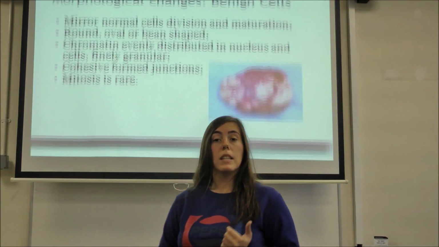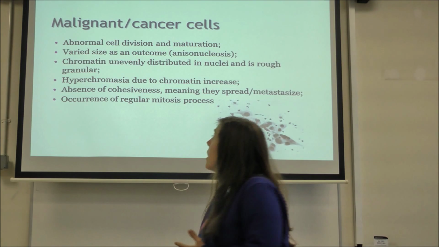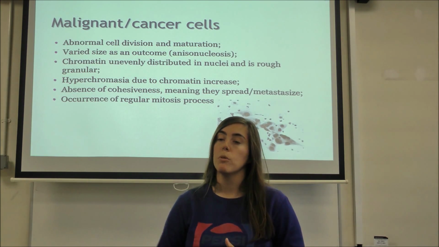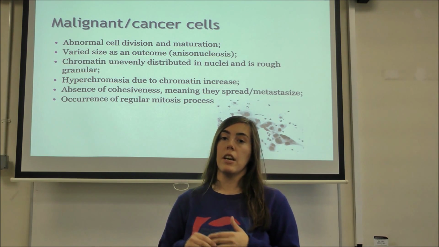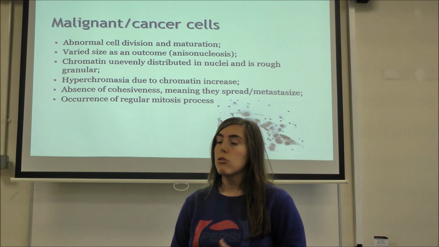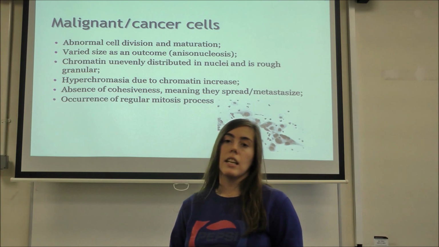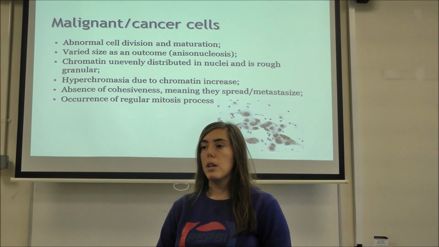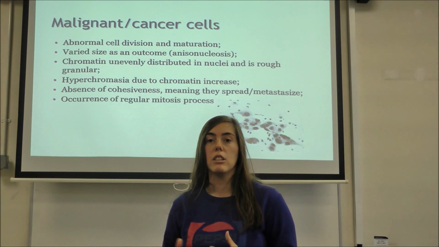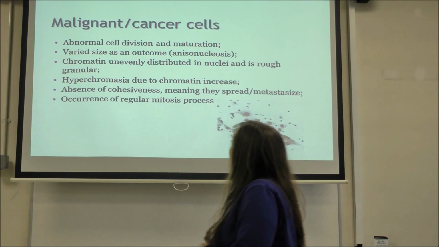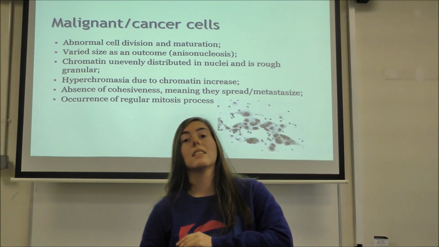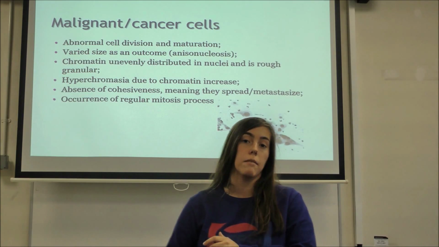When it comes to malignant cells, the cell division and maturation is abnormal, which results in their size being varied. The chromatin is unevenly spread out through the cells, and that leads to hyperchromasia, which is an increase of their amount. Also, the mitosis process occurs quite regularly.